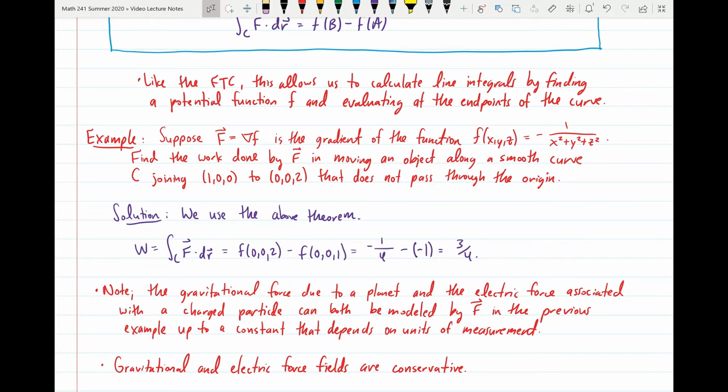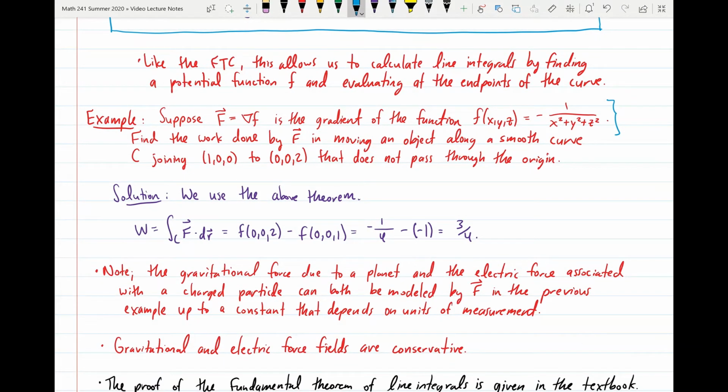So suppose that the vector field F is equal to the gradient of little f, where little f of x, y, z is equal to -1 over x squared plus y squared plus z squared. Notice that the denominator of that function is the square of the distance of a point from the origin. And we want to find the work done by the vector field F in moving an object along a smooth curve C that joins the points (1, 0, 0) and (0, 0, 2) that does not pass through the origin.